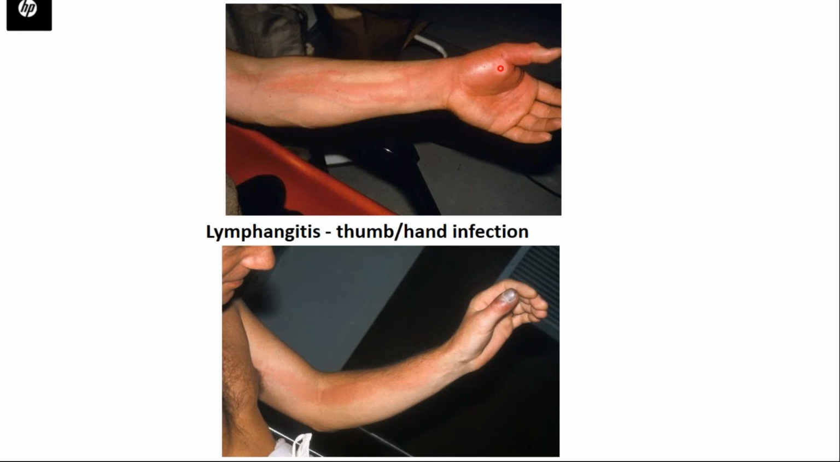That's because the inflammation spreads along the lymphatics, along the lateral aspect of the lymphatics, along the course of the cephalic vein. And it will affect the apical group of lymph nodes as well.